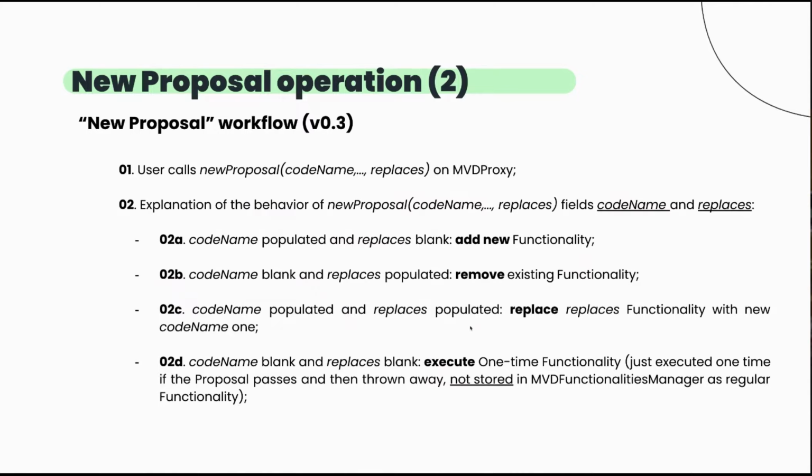If both code name and replaces fields are populated, we are replacing a functionality with a new one. And in the last case, if both code name and replaces fields are blank, we are executing a one-time functionality. So in this case, the functionality is not stored in the MVD FunctionalitiesManager contract as a regular functionality.